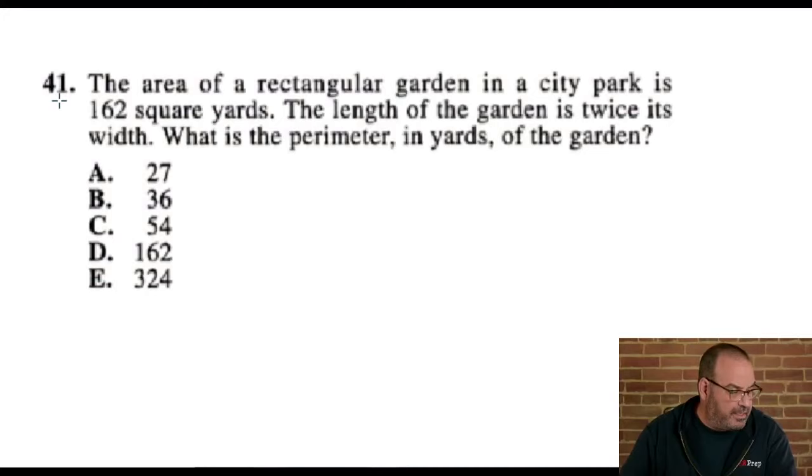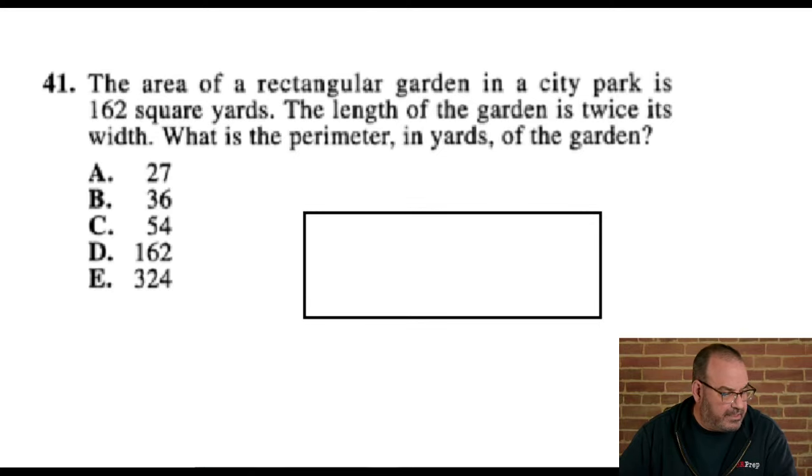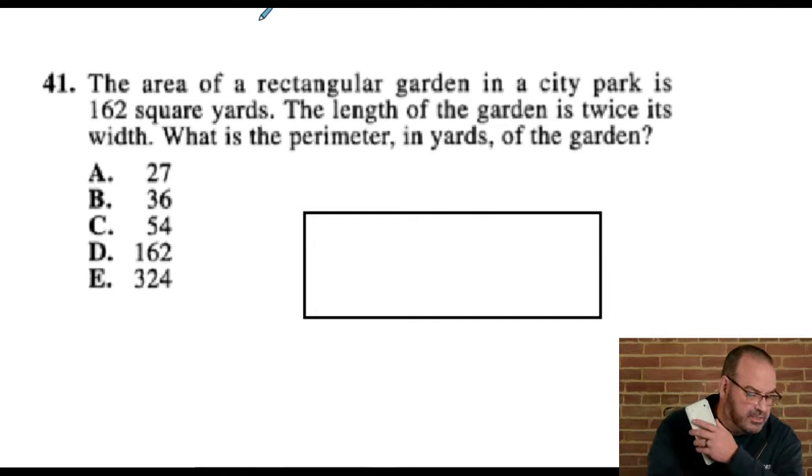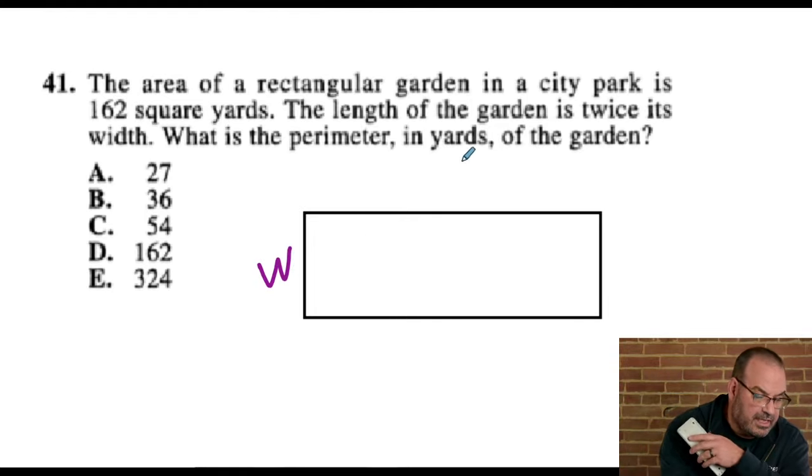Let's look at number 41. The area of a rectangular garden in a city park is 162 square yards. The length of the garden is twice its width. What is its perimeter? Let's toss out a rectangle, and then let's write in what we've got. So we have the width, and the length is twice.